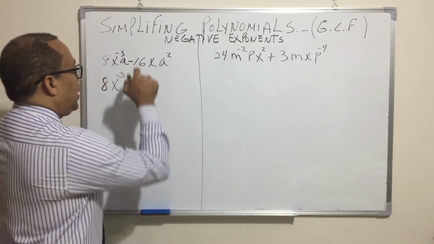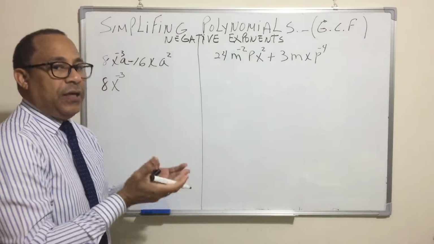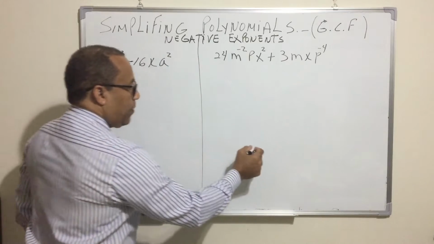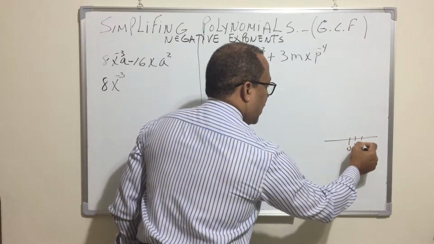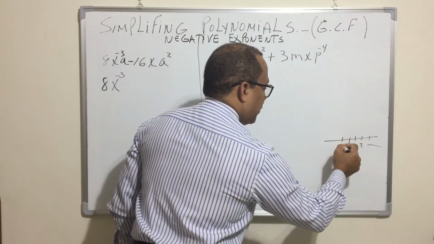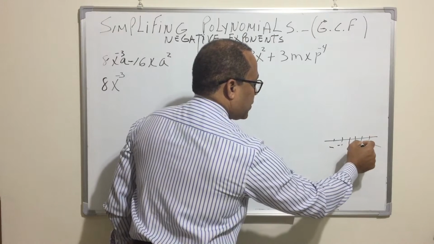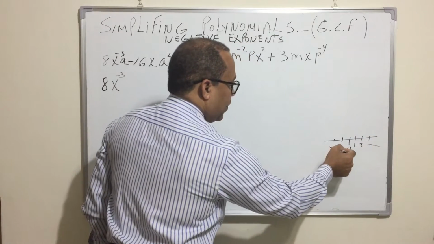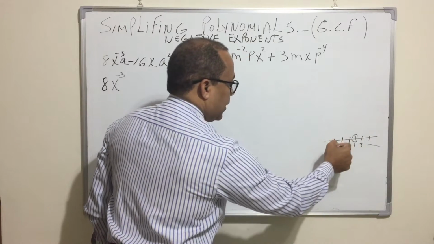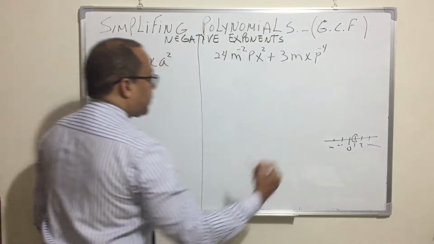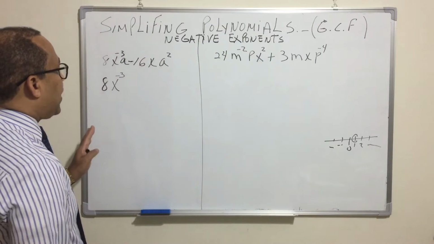1 and negative 3. Which one is lower? Negative 3. Because you remember in the number line, that's a 0. Here we have the positive numbers and here we have the negative numbers. So all positive numbers are greater than the negative numbers. 1 then is greater than negative 3. X to the negative 3 is a common factor.